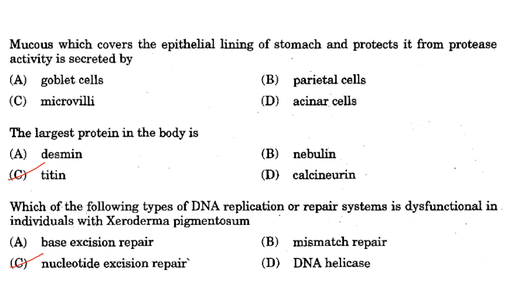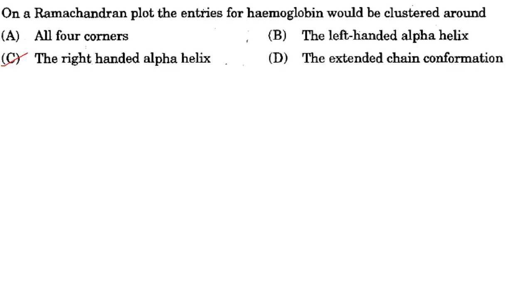So it is nucleotide excision repair. Xeroderma pigmentosum is a rare human autosomally inherited skin and neurodegenerative disease that is associated with very high incidence of skin and mucous membrane cancers due to exposure to UV radiations. So that is xeroderma pigmentosum. Then on a Ramachandran plot, the entries for hemoglobin would be clustered around the right-handed alpha helix. Answer is option C.